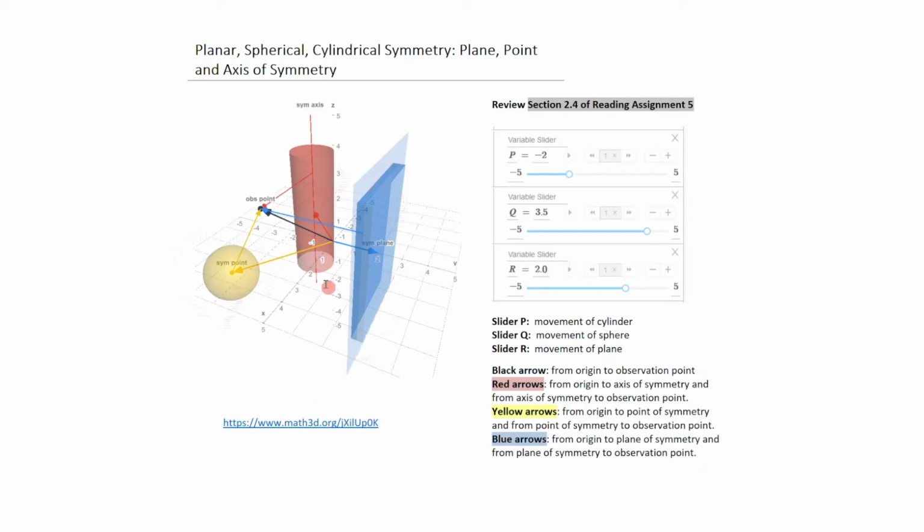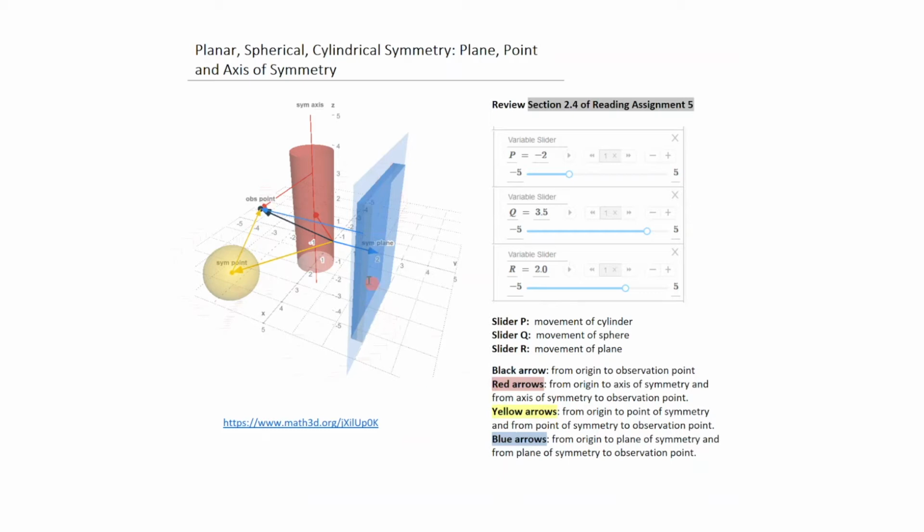You can play with this interactively to move these things around to see how these different vectors will change. Slider P is moving the cylinder, slider Q is moving the sphere, and slider R moves the plane. The black arrows go from the origin to the observation point. This is the observation point.